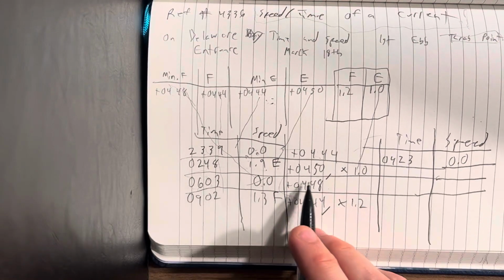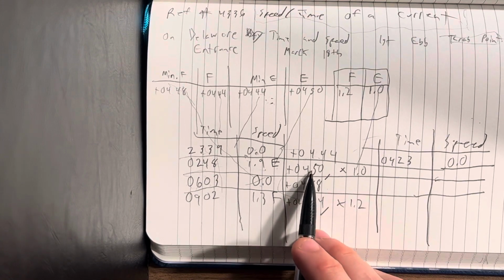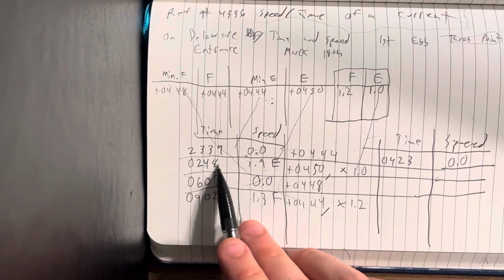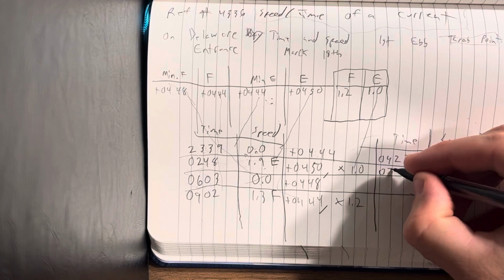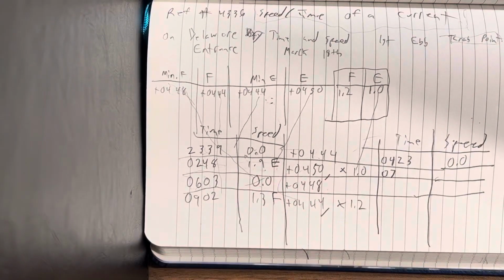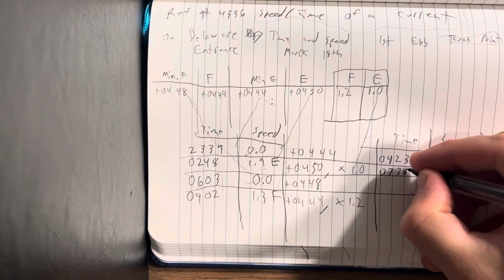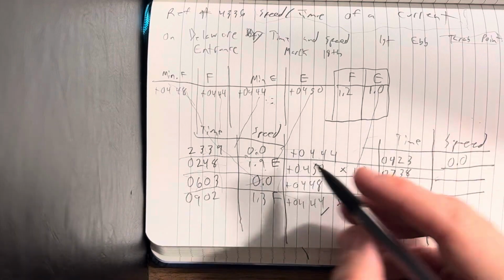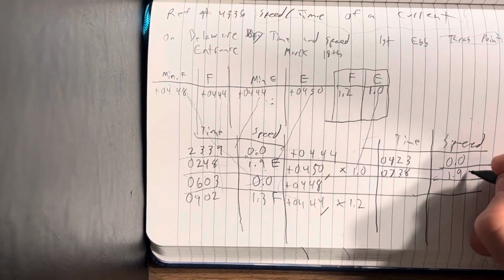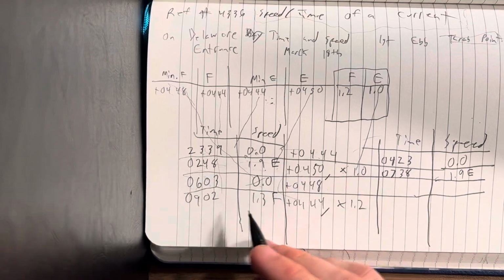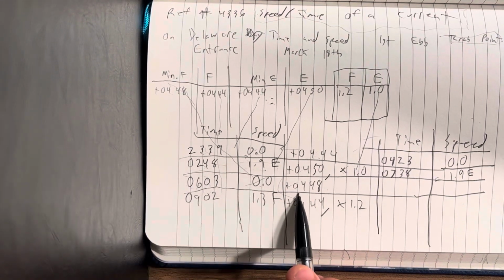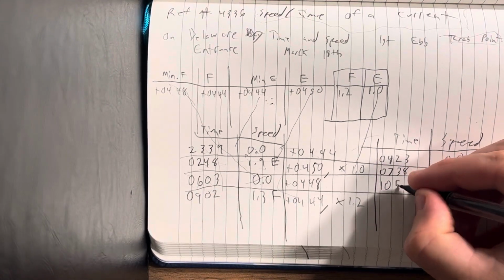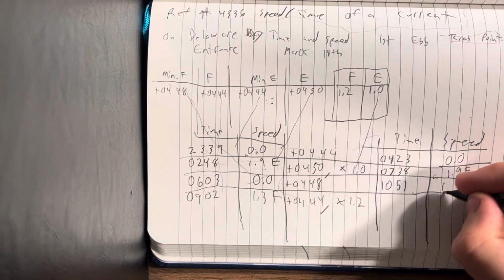And then we add 4 hours, 50 minutes to this one. So you can see 2 plus 4 is going to be 6. Then we're going to have to carry over another one, so it's going to be 07. And then 48 plus 50 is 38. So 0738. The speed correction is just times 1, so it's exactly what it was. So we get 1.9 ebb. Then at 0603, we add 4 hours, 48 minutes again. So that'll give us 10:51. And it's a slack water, so it's 0.